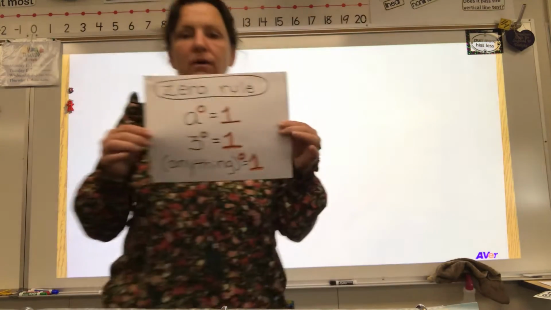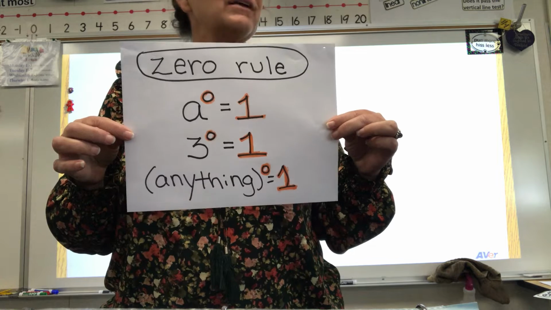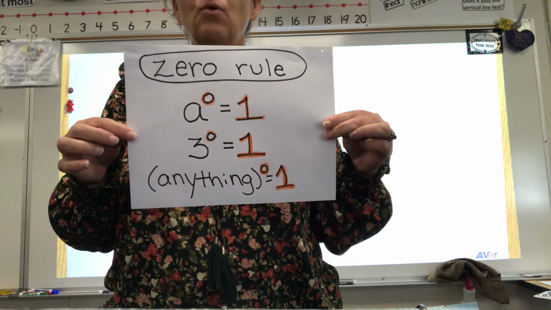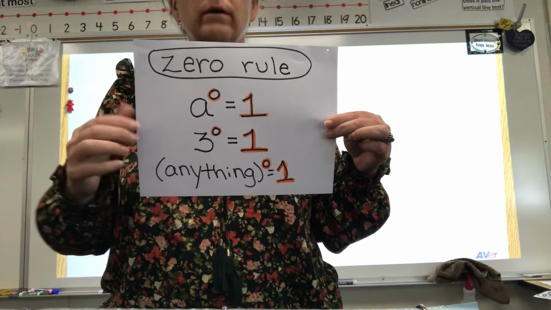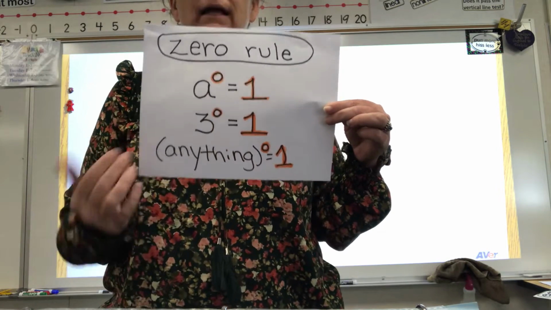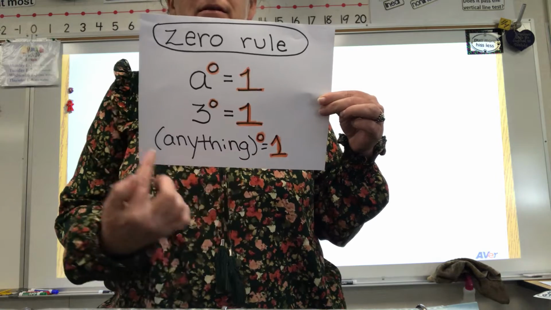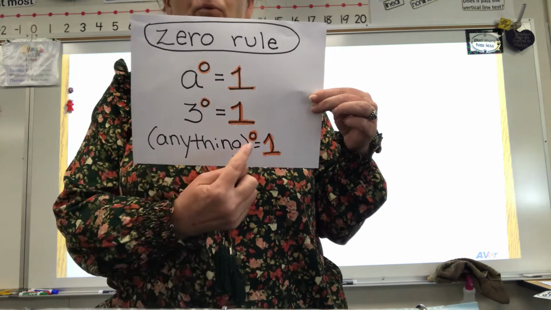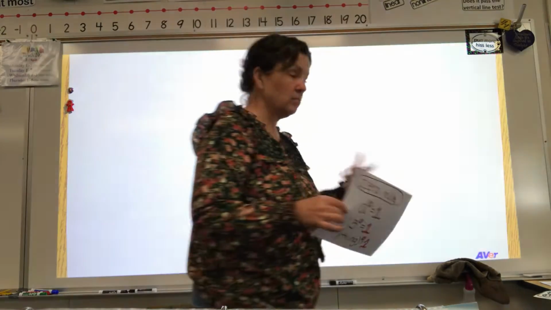One of the rules that we've covered is the zero rule. When anything is raised to the power of 0, it simplifies to be 1. So it could be a variable to the power of 0, it's 1. It could be a number to the power of 0, it's 1. Literally anything. Notice it's in parentheses. If that whole thing, that whole parenthesis is being raised to the power of 0, it is 1. That's one of the rules that we've learned, the zero rule.